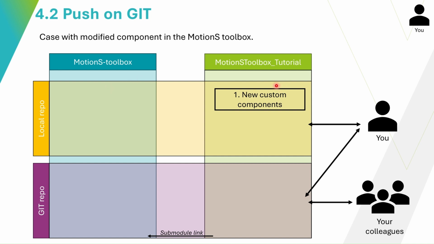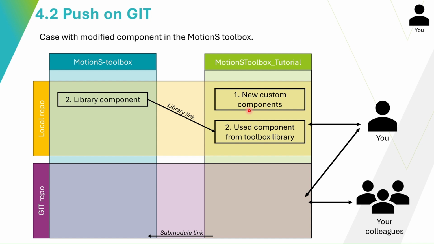First, we worked in the tutorial, so we create new components. Like for example, we created the translational mass with some stiffness and damping. We create our model and so on. We used some components from the Toolbox library. So thanks to the library link, we drag and drop a component from the library, which was the slider crank.